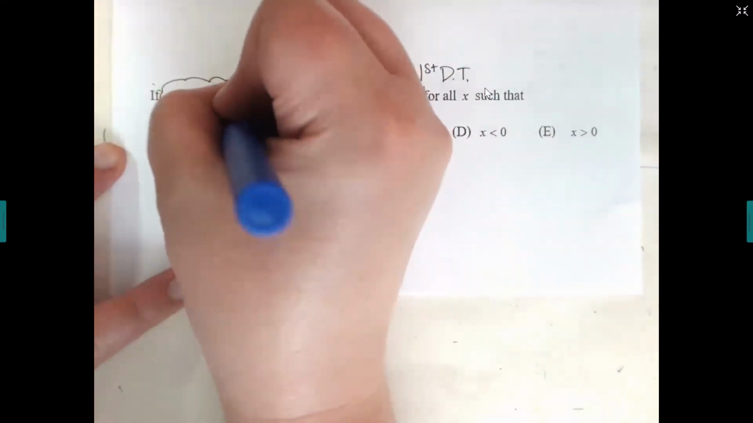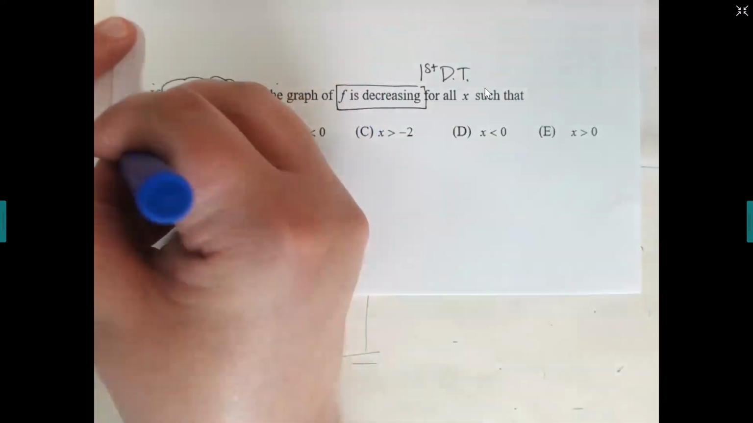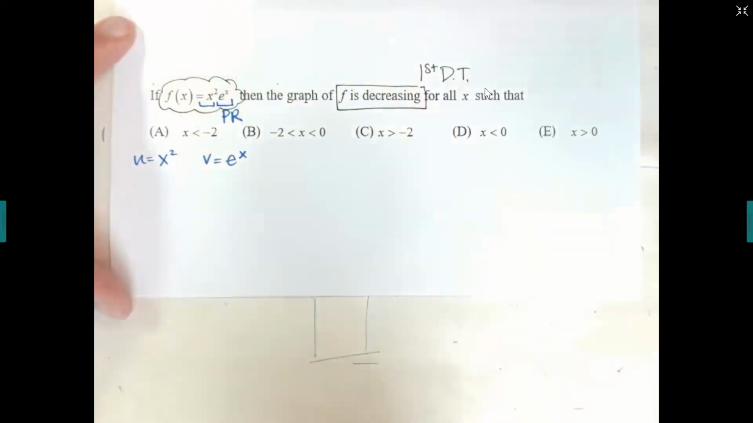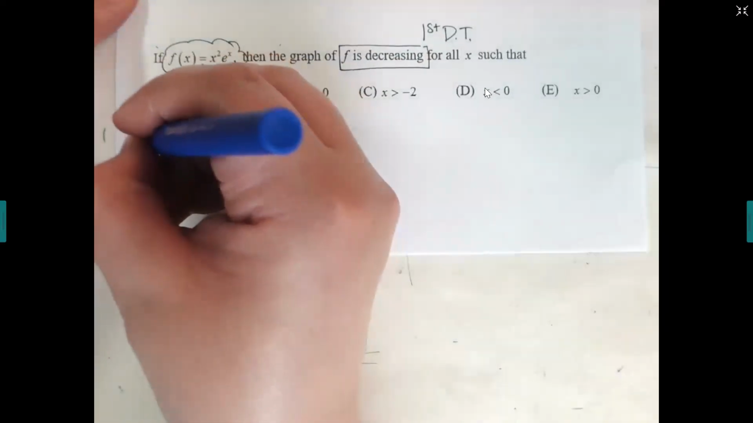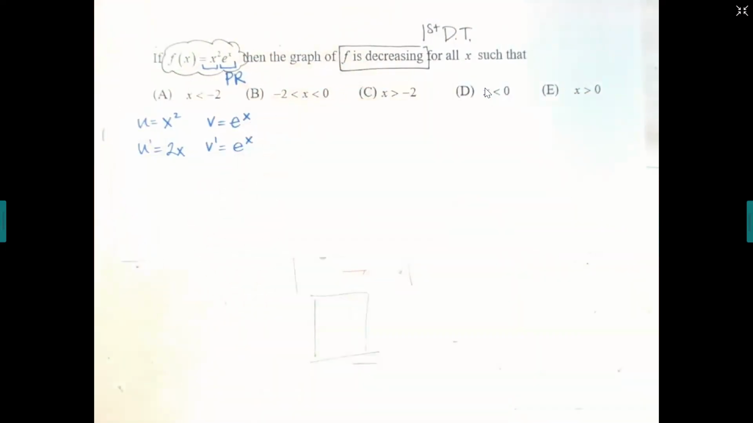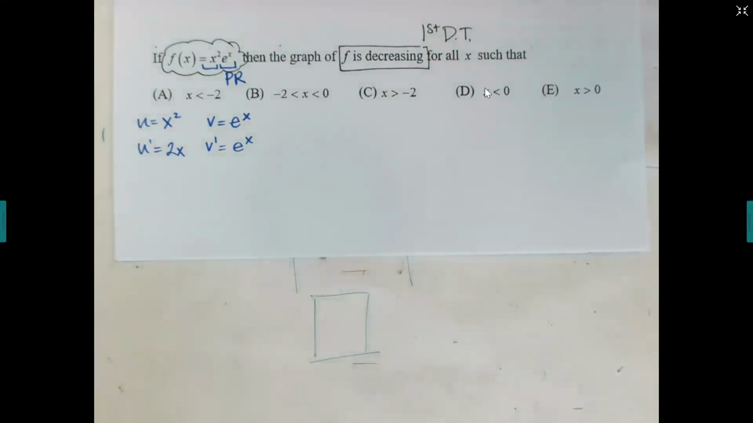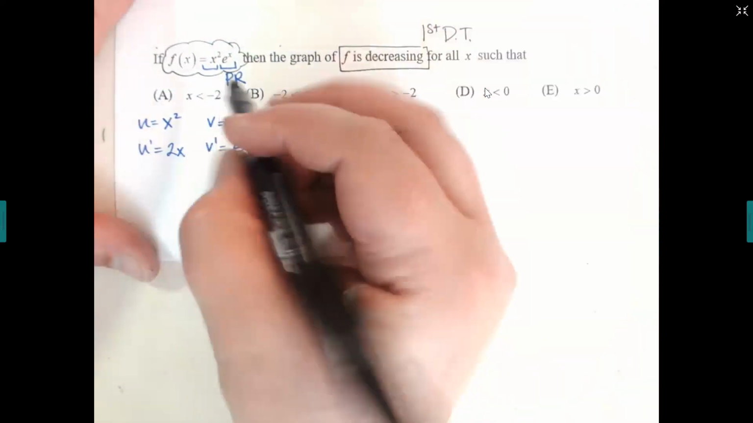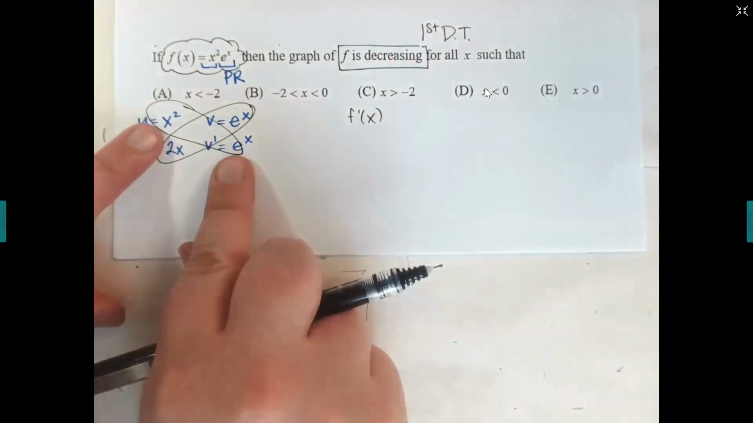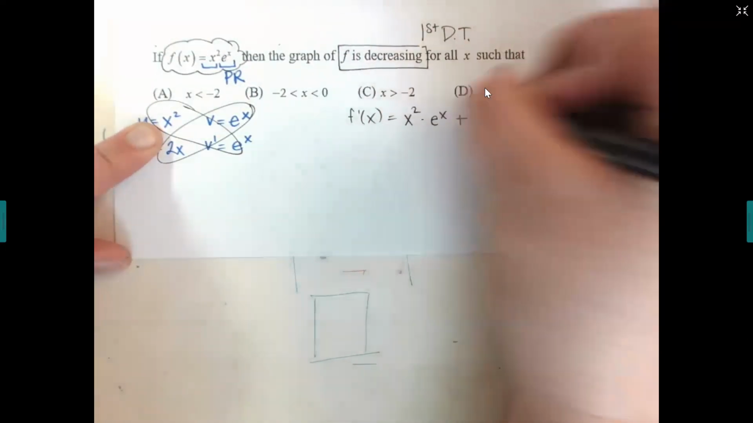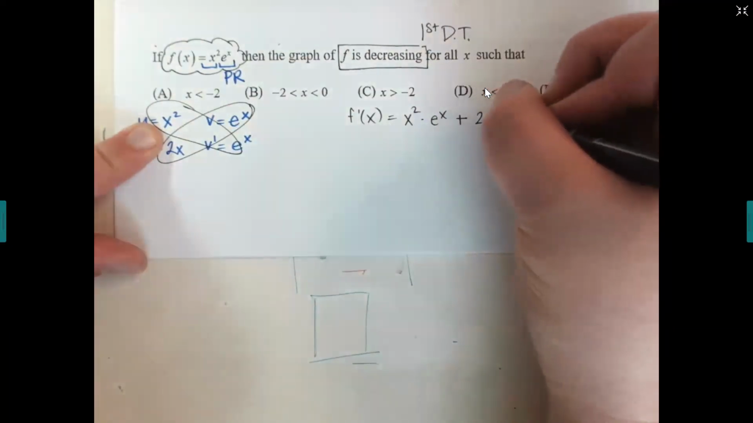Okay, but this is gonna need product rule. So if my U is x squared, my V is e to the x, remember, I take the derivative of both of those parts. So what is U prime? 2x. What's the derivative of e to the x? E to the x. And then remember, for product rule, you do one diagonal plus the other. So f prime of x would be, I'll do this one first, x squared e to the x plus, for product rule, 2x e to the x.